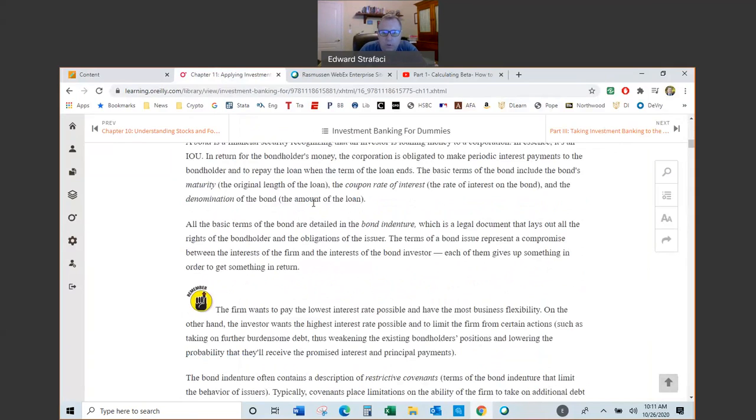So you are loaning money to a company. You're loaning money to a corporation. Or you could be loaning money to the government, the U.S. government, the municipal government, your town, your county, your state. You're giving them money. But we homogenize this loan. What does that mean? You can't make a separate loan agreement. It would take forever and it would be uneconomical.